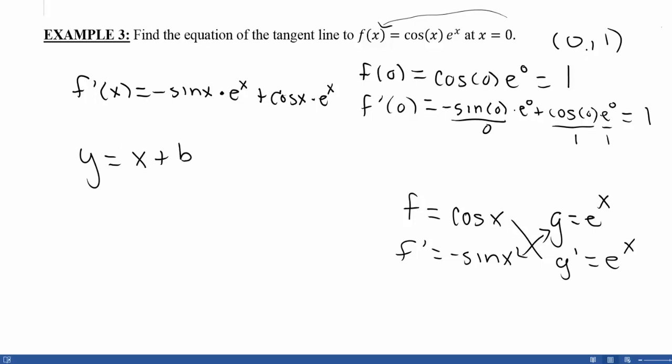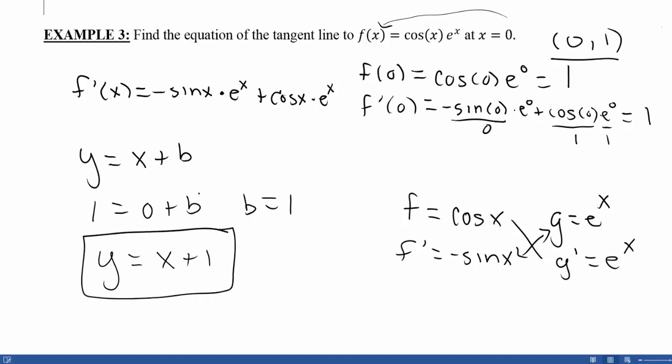Now I can plug in my point to solve for b. And my point again was 0, 1. So y is going to equal 1 when x equals 0. So that tells me that b has to equal 1. So finally, the equation of my line is y equals x plus 1.